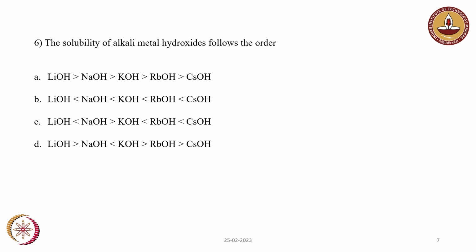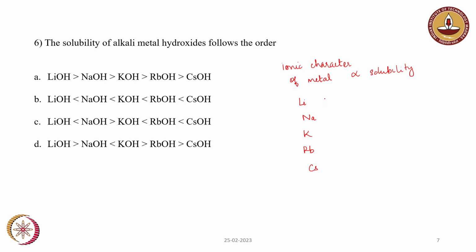So the ionic character of metal increases down the group. So the solubility of hydroxide increases down the group. So ionic character of metal is directly proportional to solubility. So the order of the metals in the group is lithium, sodium, potassium, rubidium, and cesium.